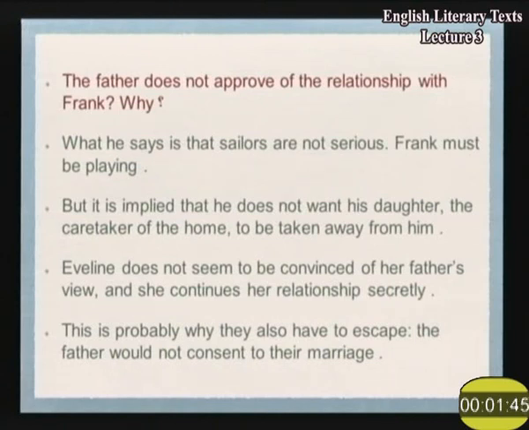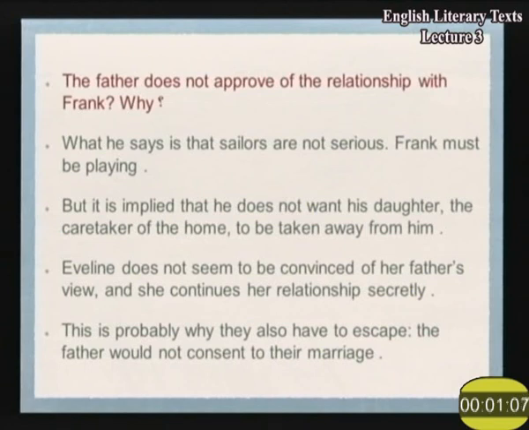Why? Is it because he doesn't like Frank? What he says is that sailors are not serious. Frank must be playing. But it is implied that he does not want his daughter, the caretaker of the home, to be taken away from him. Eveline does not seem to be convinced of her father's view, and she continues her relationship secretly. This is probably why they also have to escape. The father would not consent to their marriage.